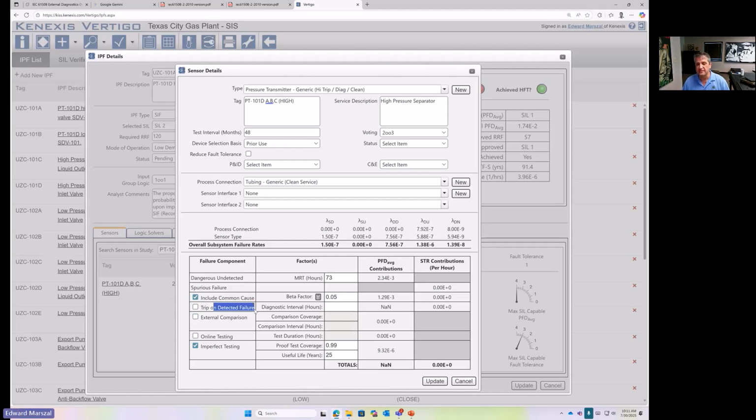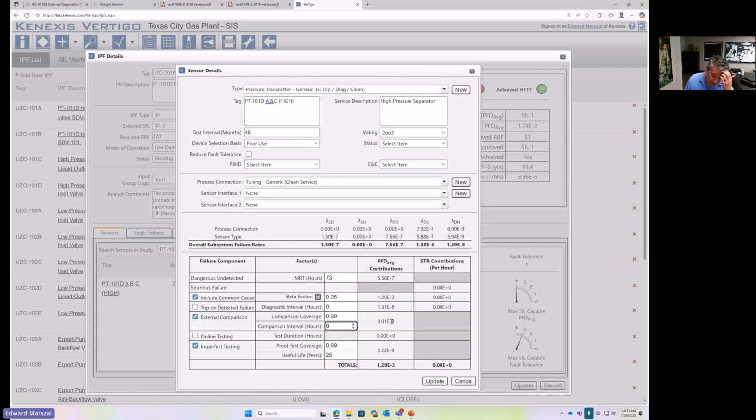You'll see that for trip on detected failure, you can decide whether that's going to be a spurious trip because you caused the plant to trip, or it becomes a probability of failure on demand if you choose not to trip the plant upon diagnostics. For external comparison, you only have the option of it being an unavailability. So what we're assuming in our calculations is that if you compare the BPCS signal against the SIS signal and you get a deviation alarm, you're never going to trip the plant out there. It's going to be an unavailability.